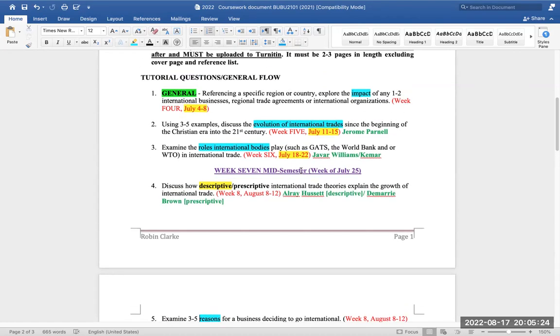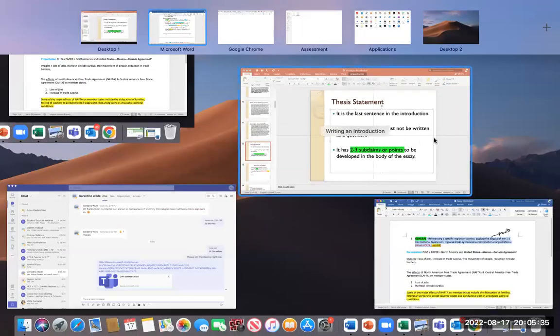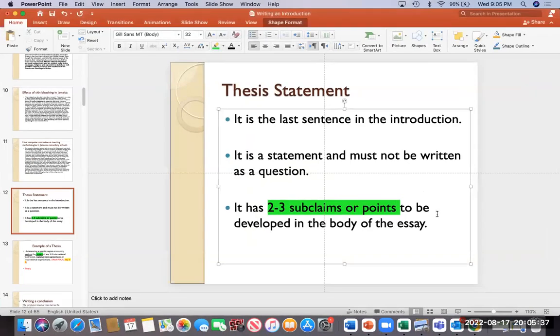So it's important that you understand that when you're writing an academic paper, what are you trying to develop in the body? What are you trying to prove? It's very important that you understand that. This is sometimes why students write papers and they wonder why they fail, because they don't understand the question or they don't understand how to write an academic paper.